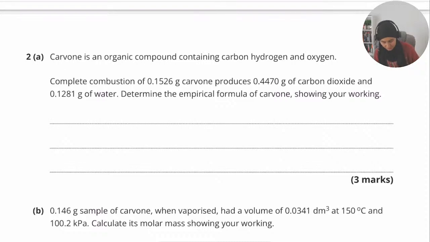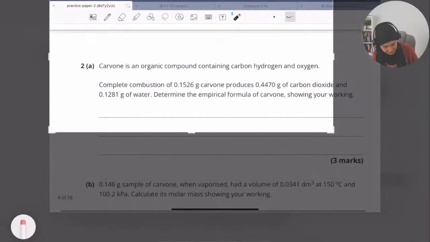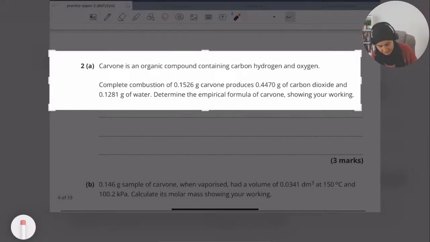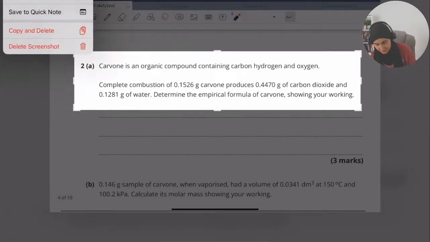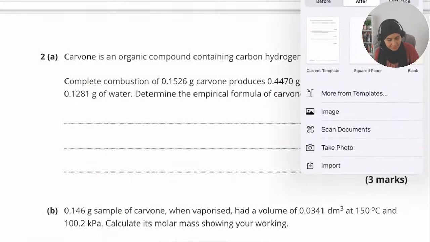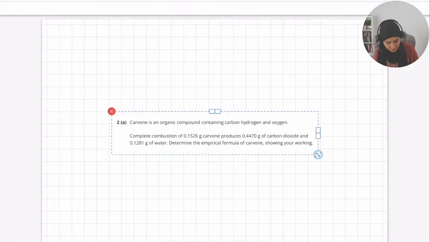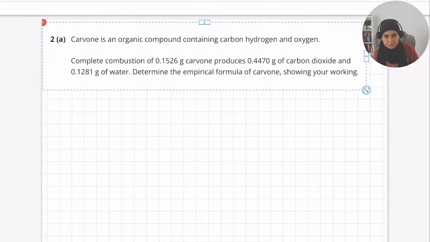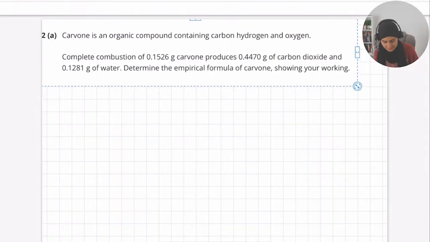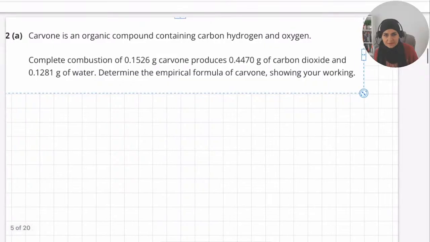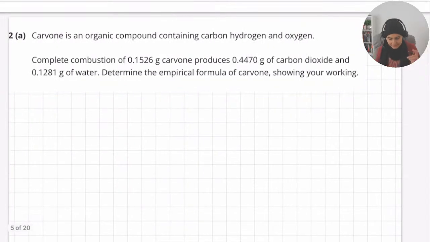Right. Well, let me copy this maybe. So let me copy this and I'll explain how to solve it. So this is a type of question when they combust an organic substance and they give you the mass of CO2 and H2O, and you have to work out the empirical formula from there. Okay, I think that's good enough. Right, how do we solve it?